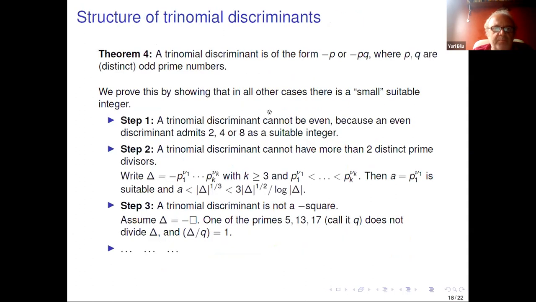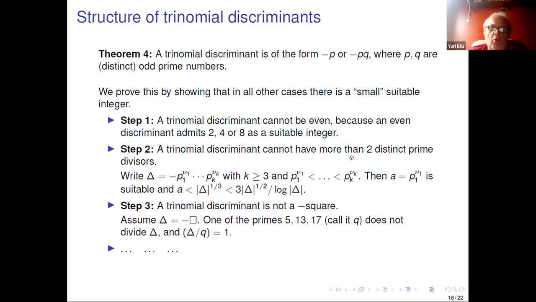Okay, now let's speak about the structure. So we prove that a trinomial discriminant cannot be just arbitrary. It can be either this form or this form. And again, we do it by showing that in all other cases, there is a small suitable integer, and we saw that a trinomial discriminant cannot admit small suitable integers. First of all, it cannot be even, because we saw that for even, 2, 4, or 8 are suitable integers. And well, they're too small to be allowed for a trinomial discriminant.